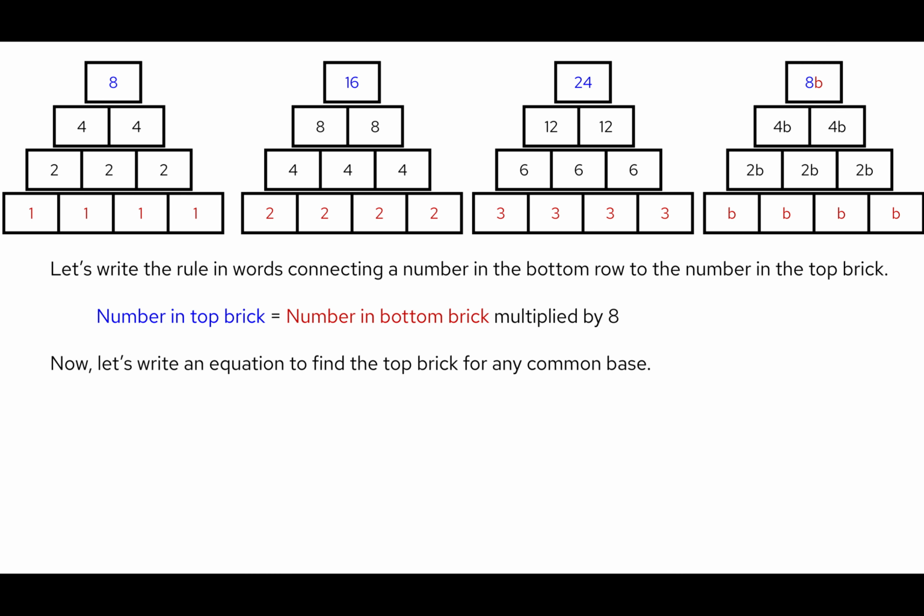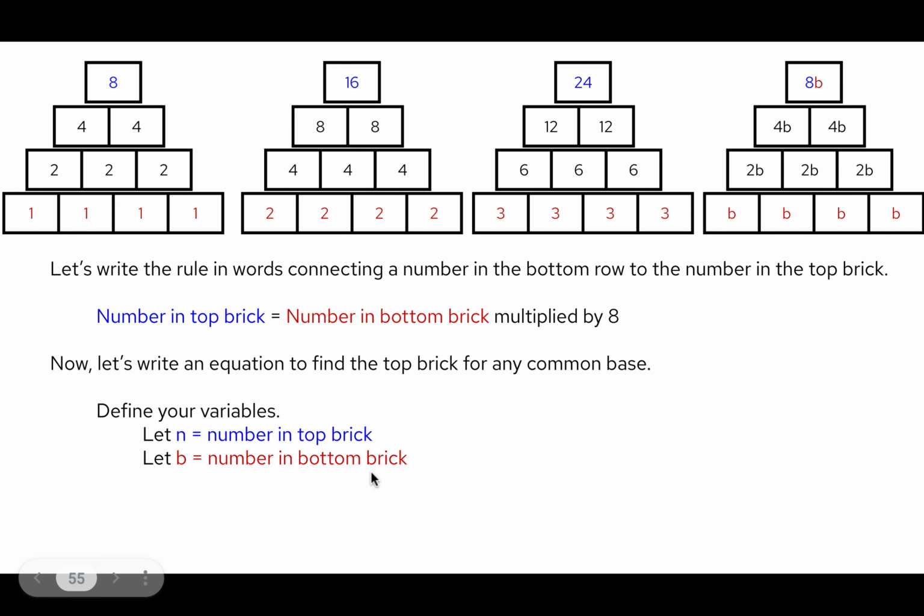Okay, so here we're going to write our equation. So we'll define our variables first. The number in the top brick, let's make that n. Okay, so this stands for n. So instead of writing number in top brick, we can just use n. And let's use b for the number in the bottom brick.